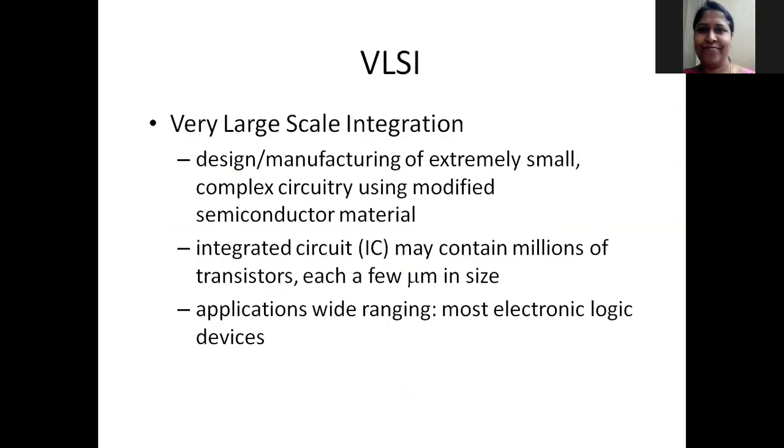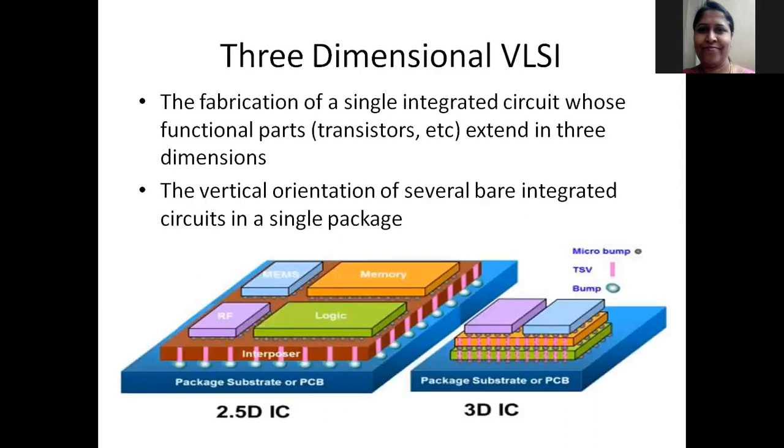So very large scale integration involves design of extremely small circuits, and it contains millions of transistors, and applications are various. Most of them are electronic logic devices. As we come to the end of Moore's law, scientists have come up with a better idea of incorporating multiple chips over each other so that they can reduce the size of the chip.